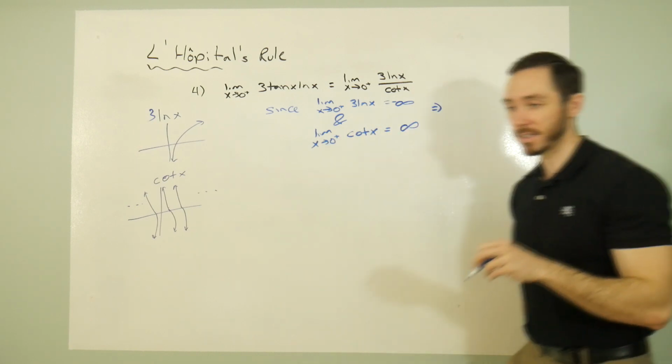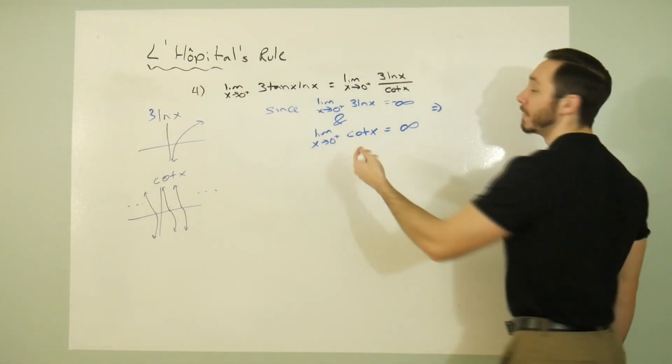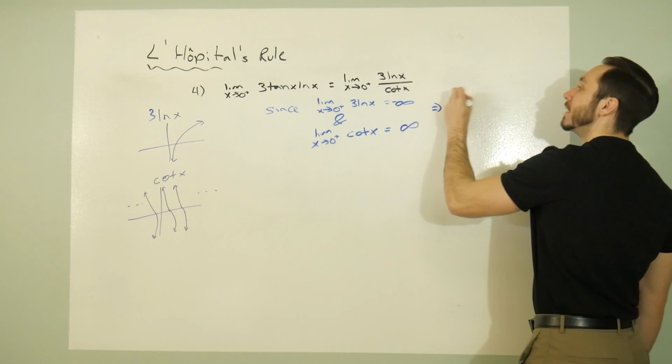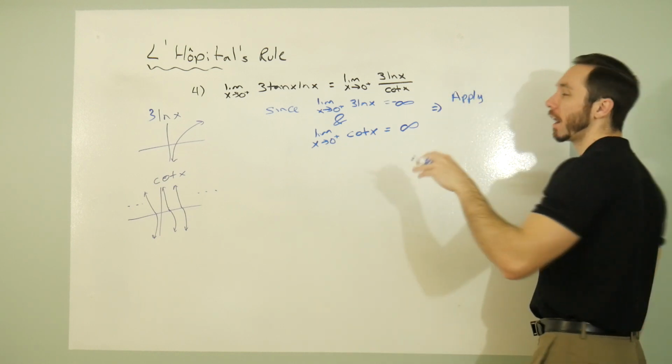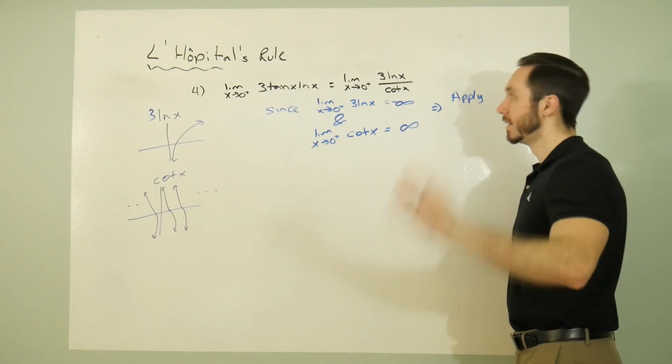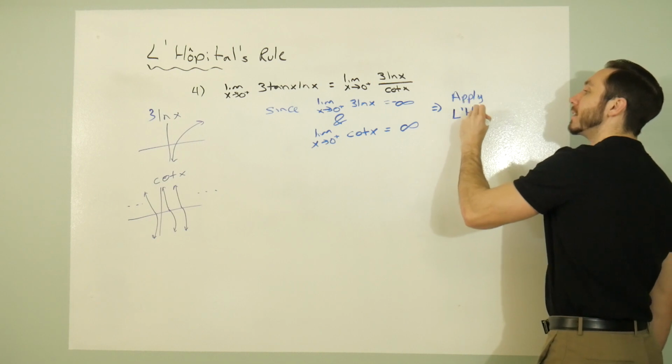You guys can hear my Discord. This is a situation where we can apply L'Hopital, so negative infinity over infinity is the last of the three main cases. There are other ways to get indeterminates, but these are the three that I'm covering at least, I guess. We can apply L'Hopital.